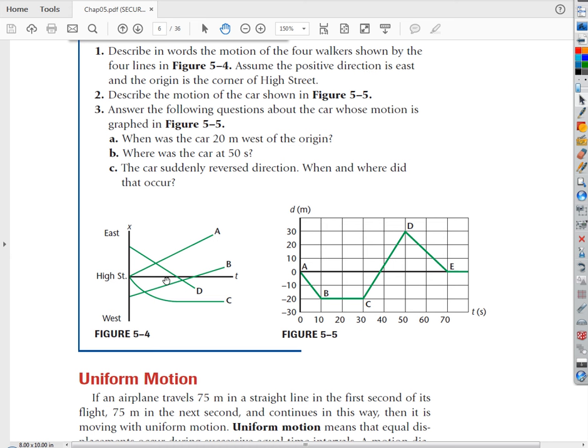Very good. Okay, so number 2, is that the next one? I think. Is that right? Yeah. Describe the motion of the car shown in figure 5.5. Ooh, that's a big one. Okay. Car in 5.5. Sam, what do you think?